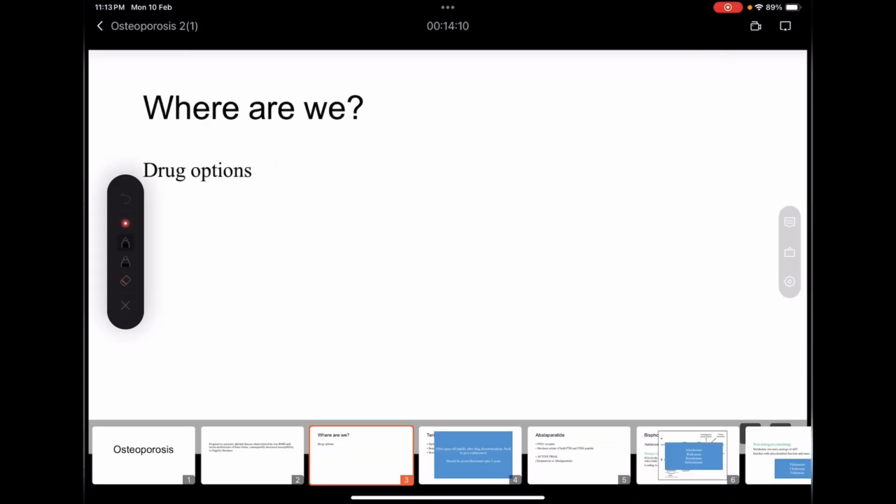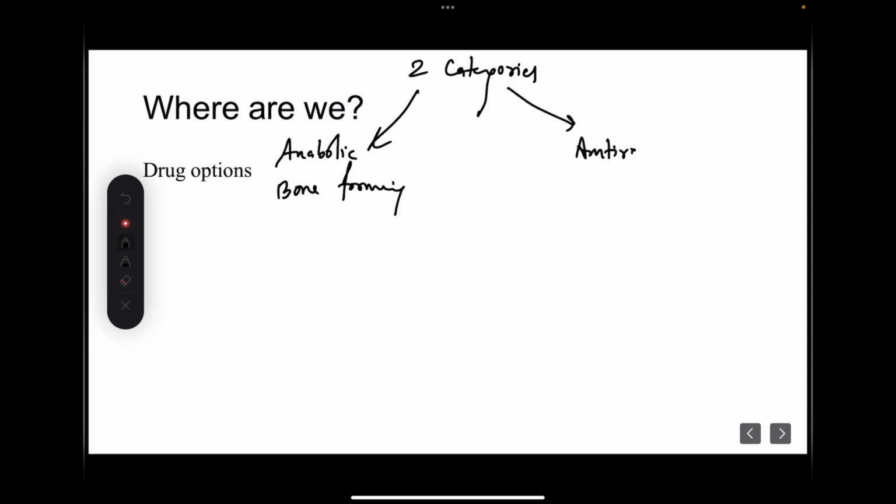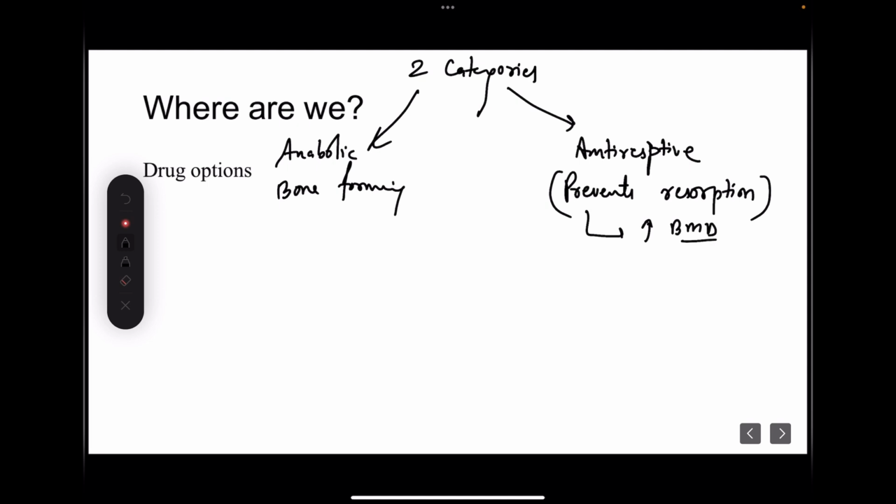Now we are going to discuss various drug options which are available to us for the management of osteoporosis. So there are broadly two categories of drugs. One is anabolic drug, which is a bone forming agent, and another is anti-resorptive, a drug which prevents resorption of bone, ultimately increasing bone mineral density.